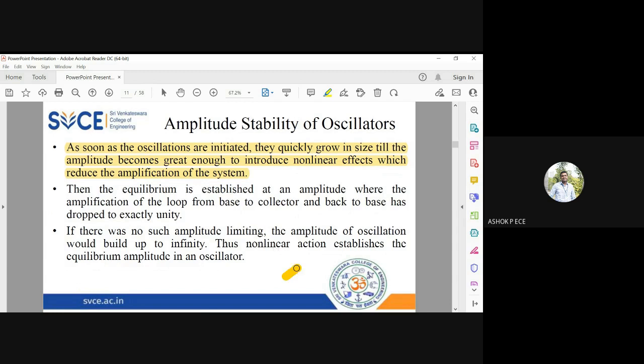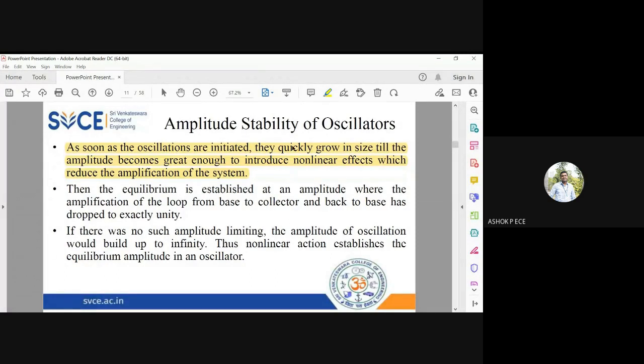So you will not see some portion of the sine wave, it will be cut off because of the non-linearity of the device. The non-linearity will reduce the amplification of the system. So it will have an upper bound over which amplification will not take place. So the same thing is happening here.